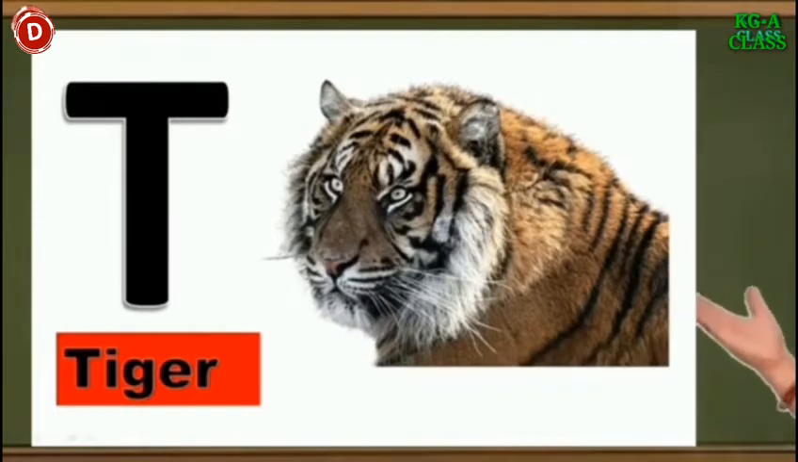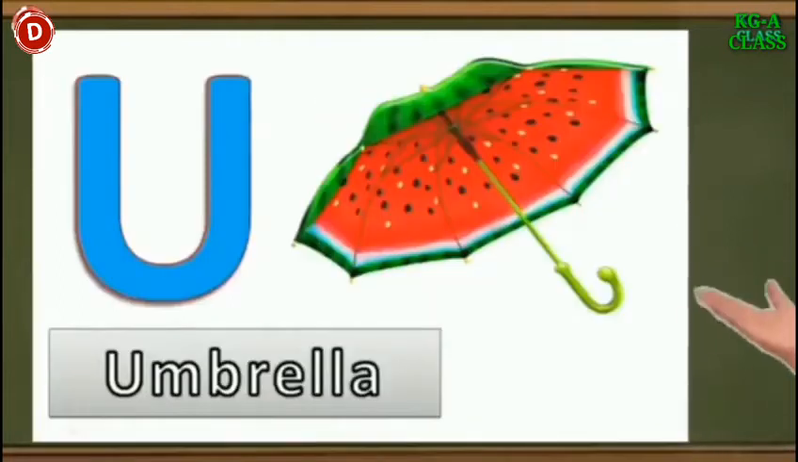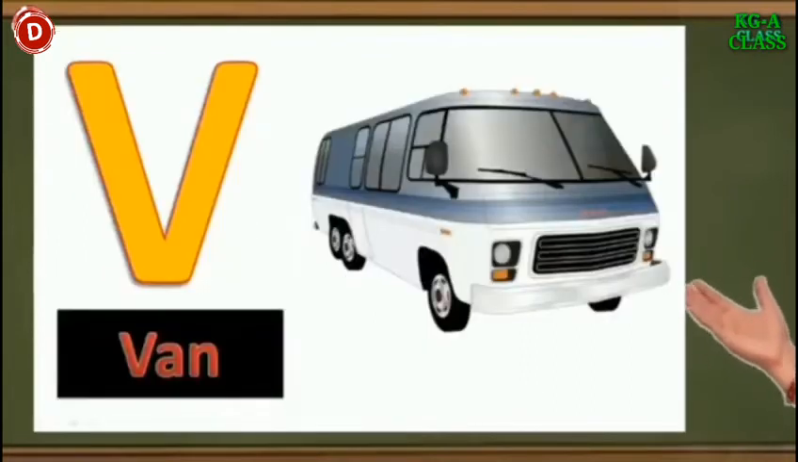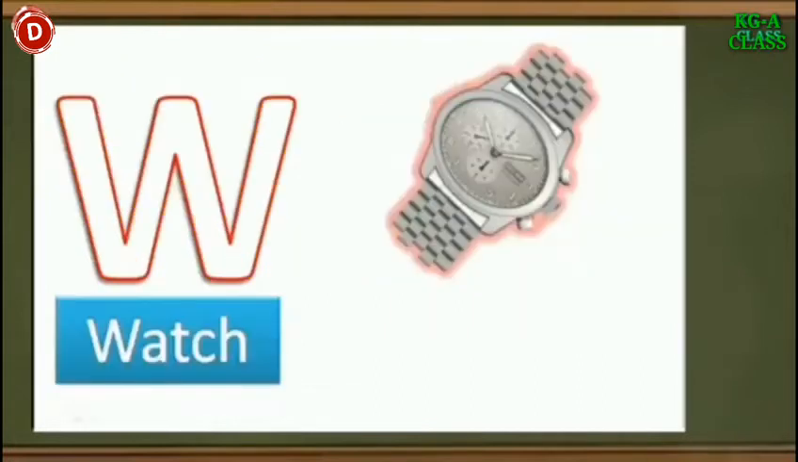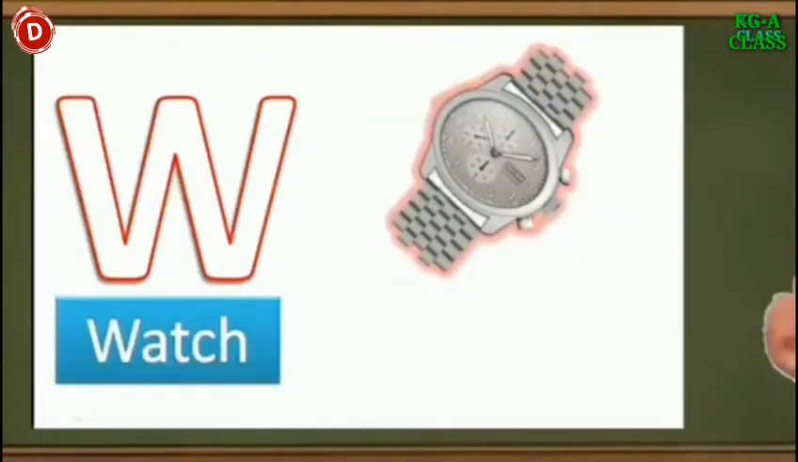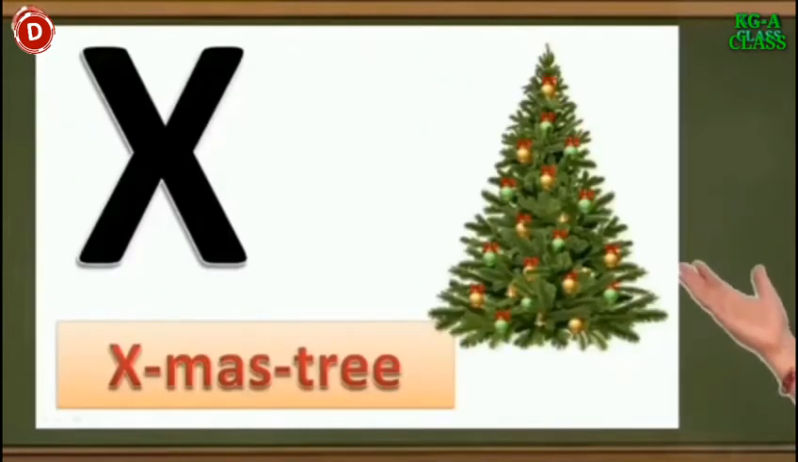Children, this is capital T. T for tiger. Now comes U. U for umbrella. The next letter is V. V for van. Now comes W. W for watch. Children, this is X. X for Xmas tree.